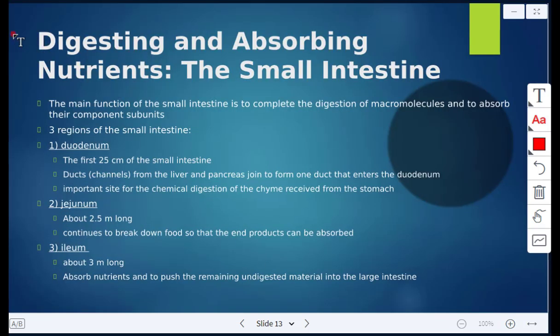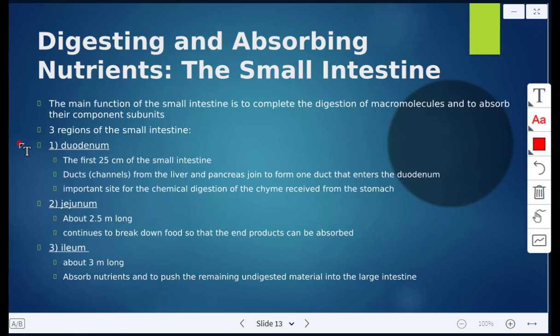All right, so in the small intestine, digesting and absorbing nutrients, the main function of the small intestine is to complete the digestion of macromolecules and to absorb their component subunits. So there are three regions of the small intestine. There's the duodenum, the jejunum, and then the ileum. Those are the three parts of the small intestine.